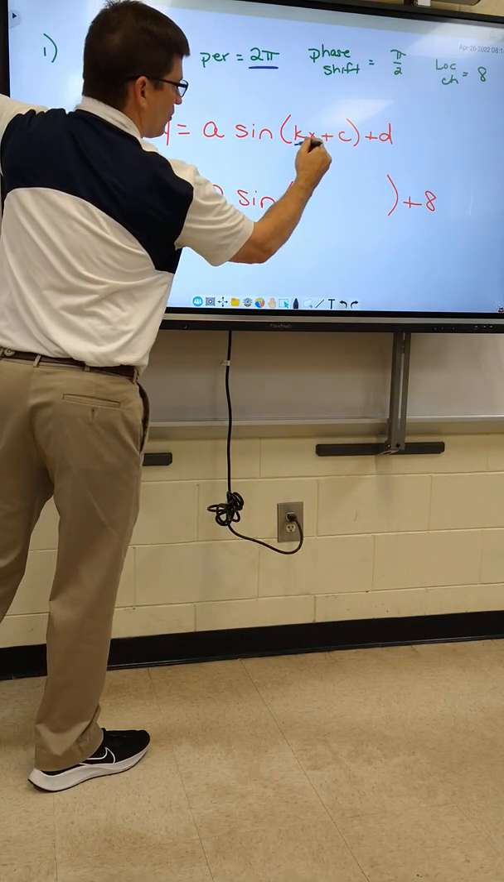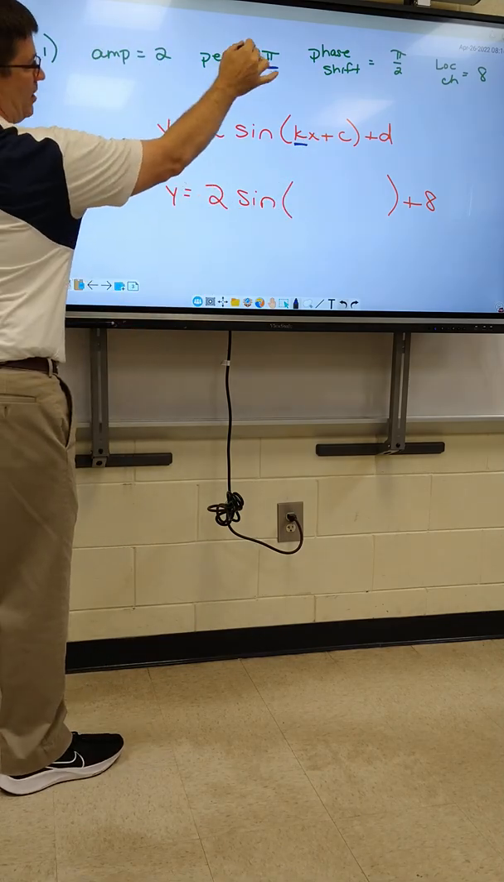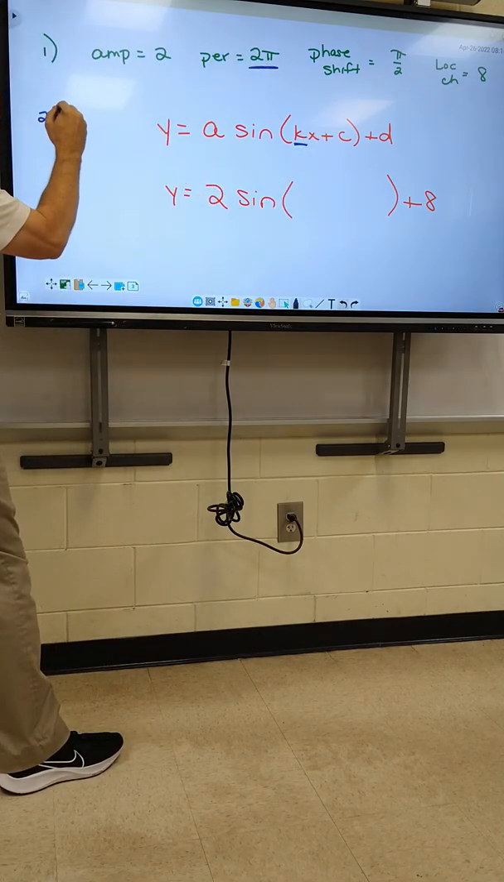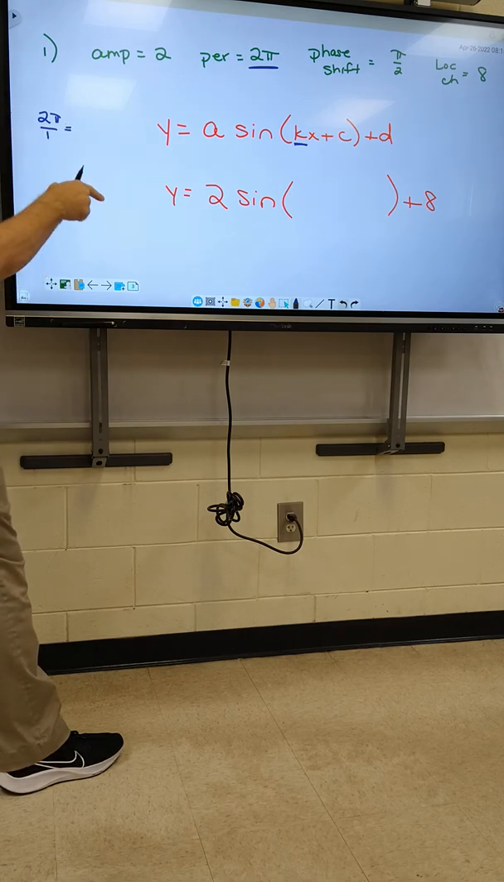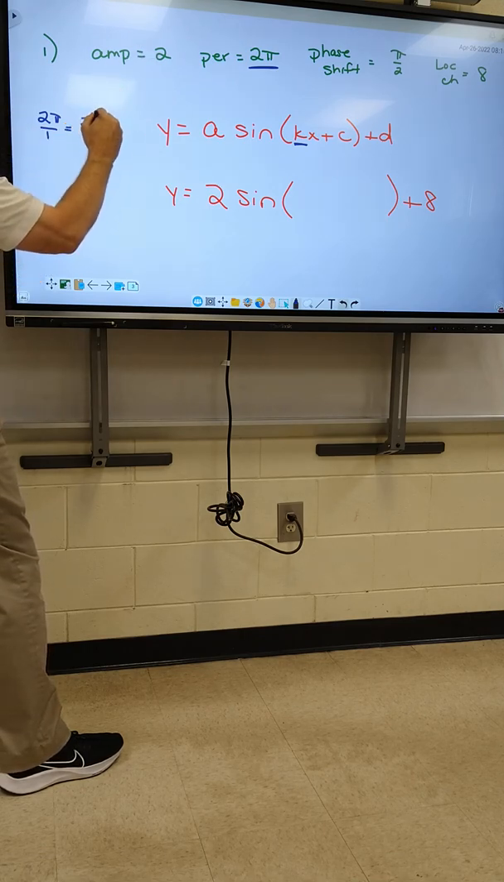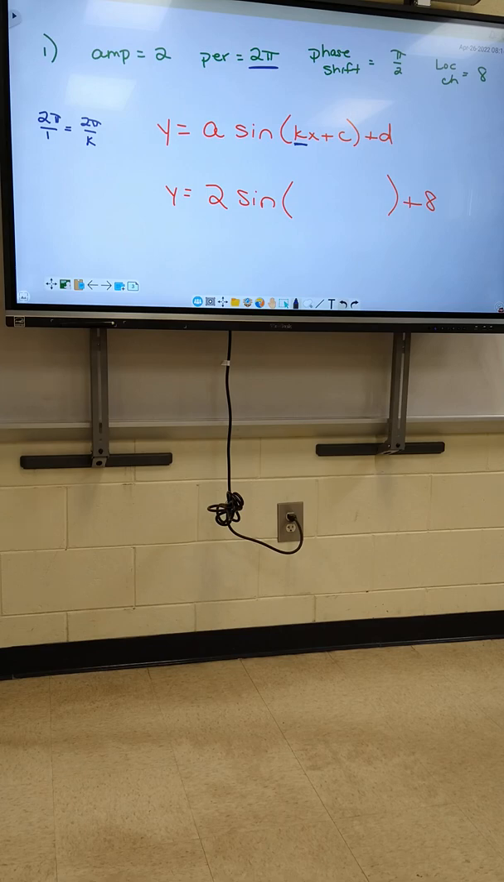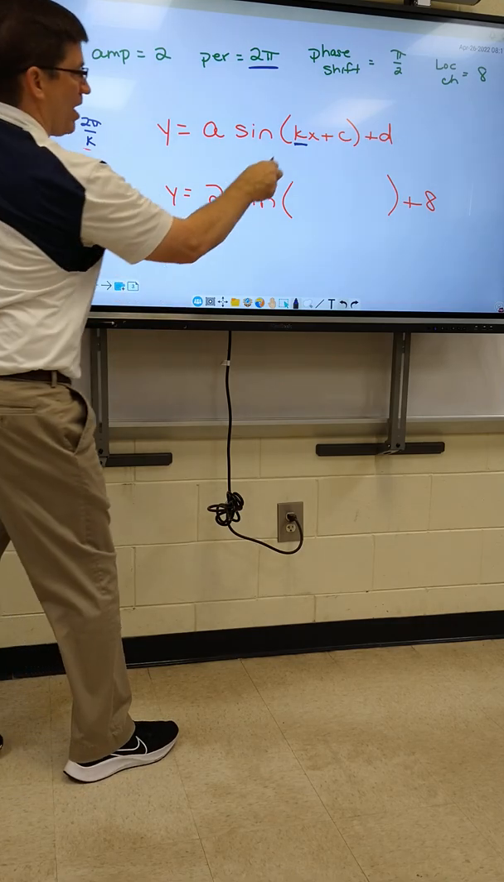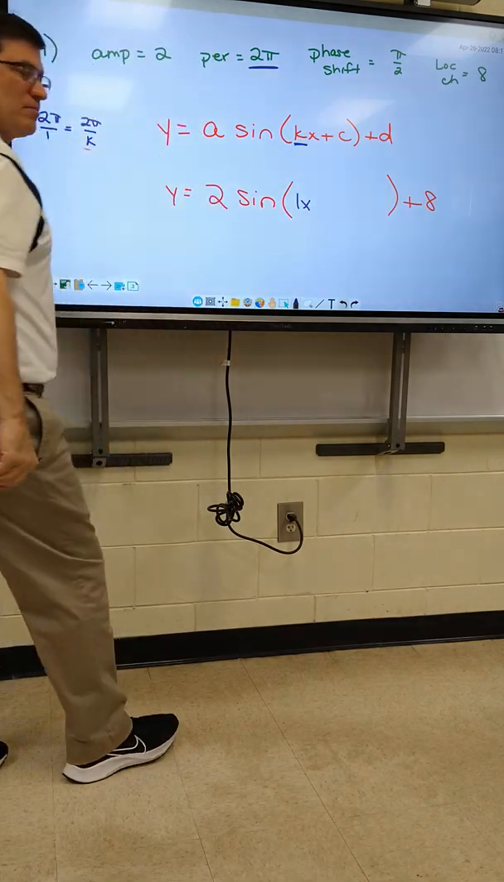To find this number right here, we have to set what's in the problem, 2 pi over 1, equal to the formula for period, which is 2 pi over k. Write it down. Now, we would normally cross multiply and divide, but we don't have to on this one. If the tops are equal, the bottoms are going to be equal. So what's k going to be on this problem? 1. So right here, put 1x.